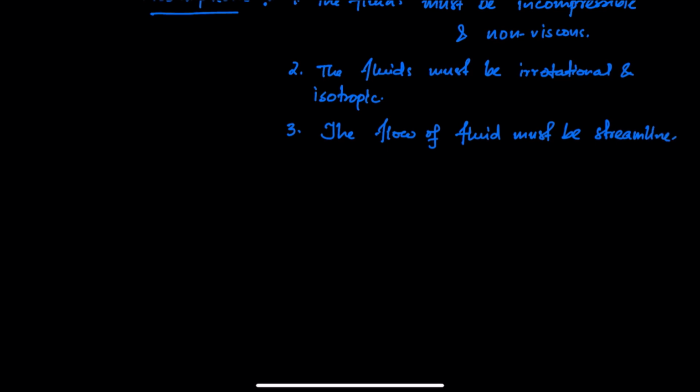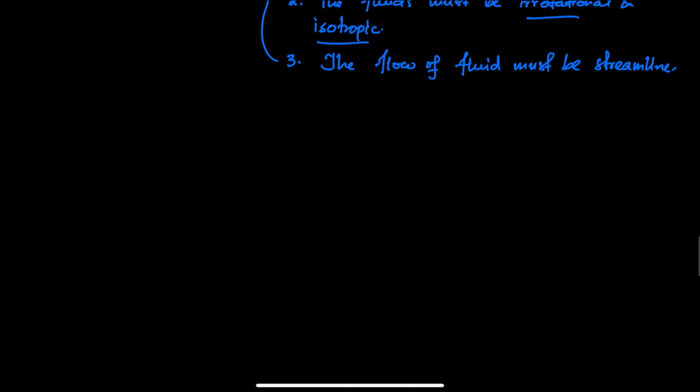So for this kind of fluid, whenever there is a streamlined flow of a fluid which is incompressible, non-viscous, irrotational and isotropic, the total energy per unit mass of fluid, that is the pressure energy plus kinetic energy and the potential energy of a liquid of mass m at a height h, will be constant.